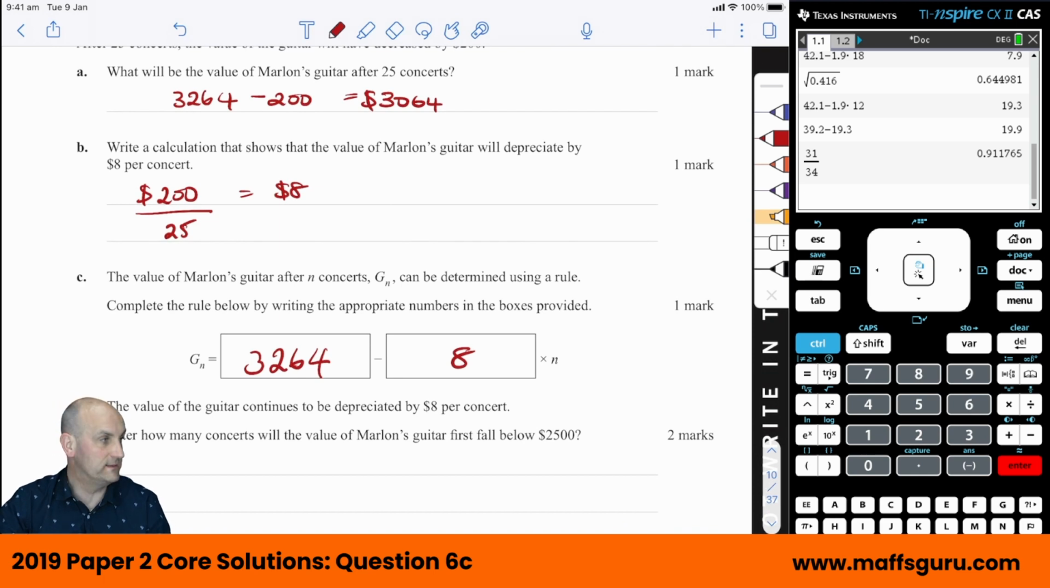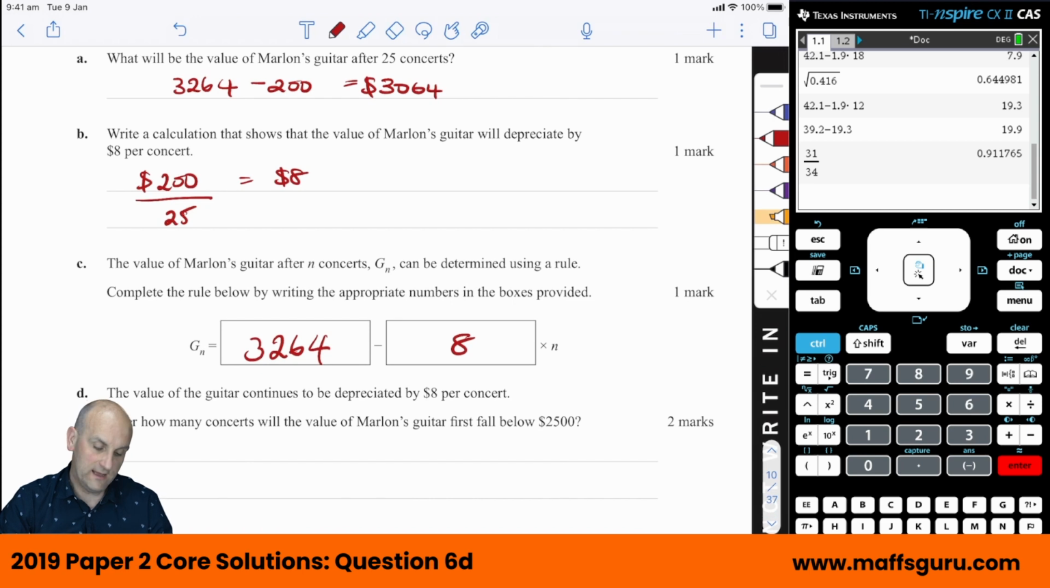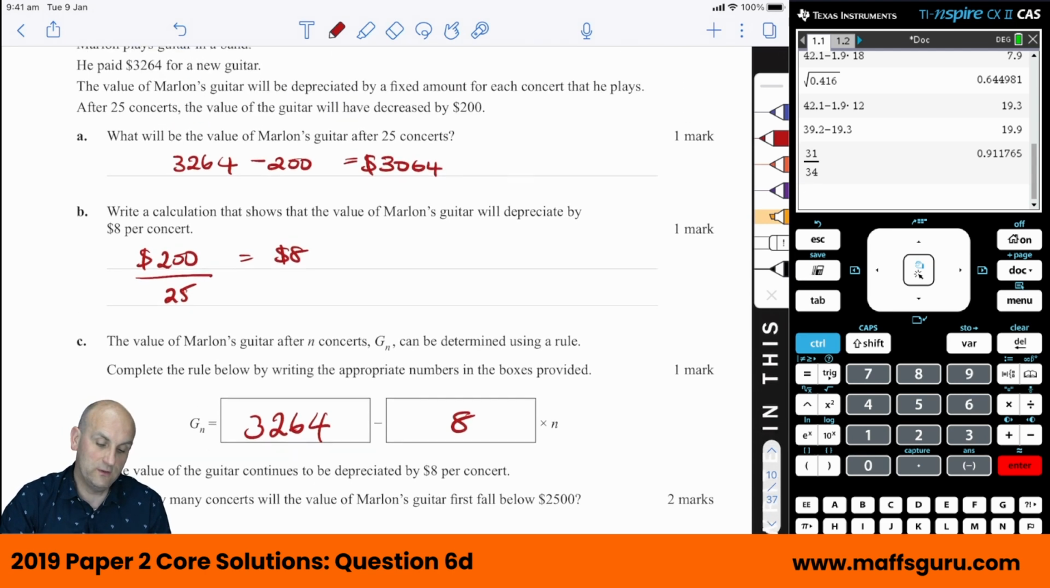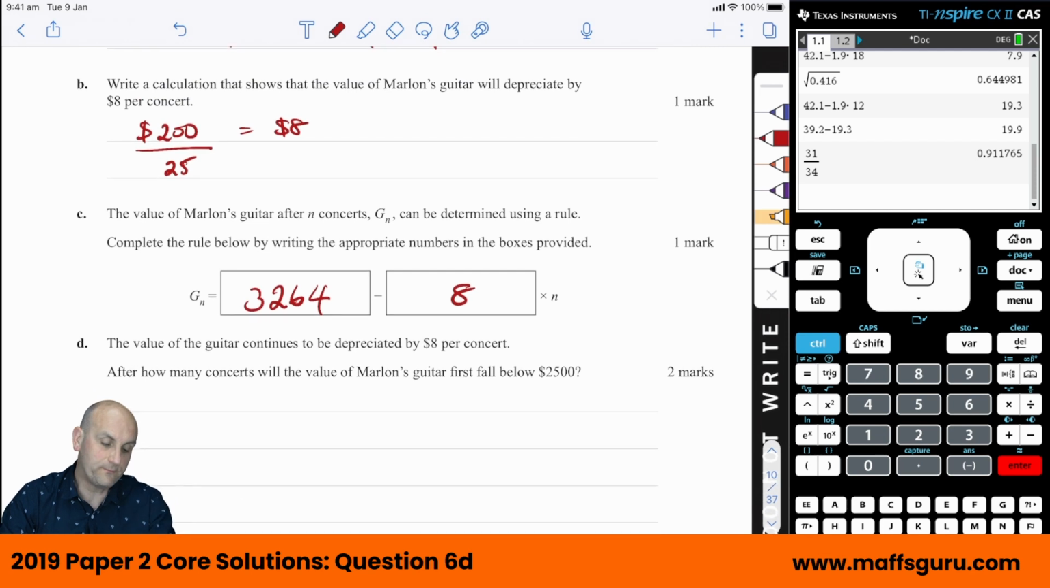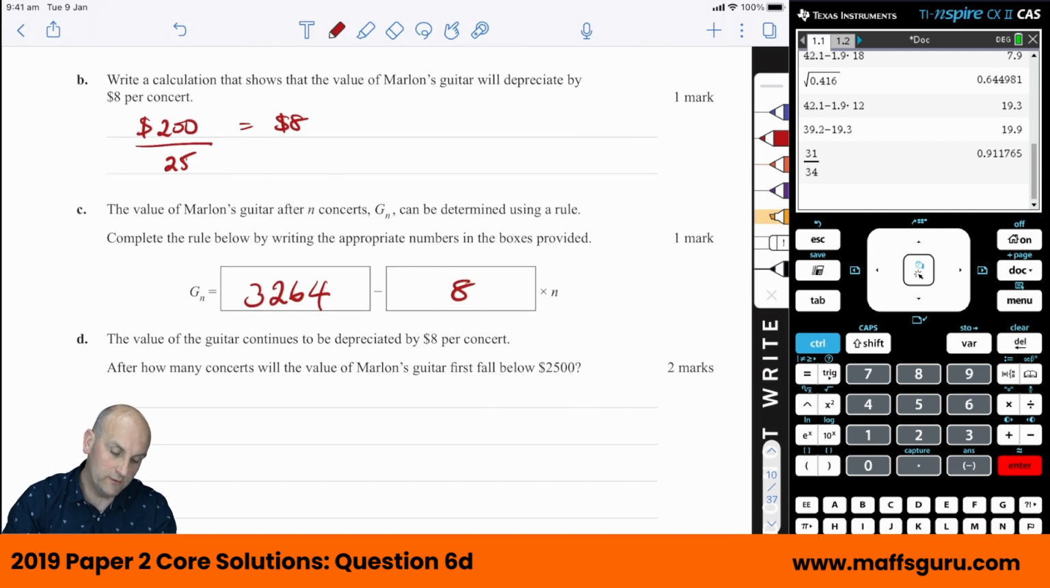And N is the number of performances, so G equals 3,264 minus 8N. The value of the guitar continues to be depreciated by $8 per concert. After how many concerts will the value of Marlon's guitar first fall below $2,500? Okay, so what I tend to do here is we know that we've got G equals 3,264 minus 8N.